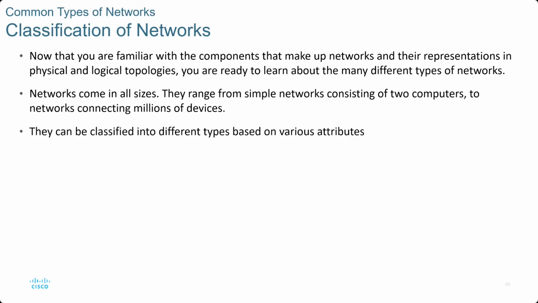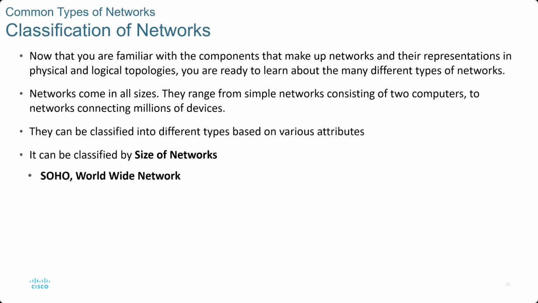They can be classified into different types based on various properties. So we can divide networks and give them different names based on common properties they have. We have to pick which property we want to use as the basis for classification. For example, the easiest way to classify a network is by its size. If you classify by the size of the network, like is it a small network or a big network?